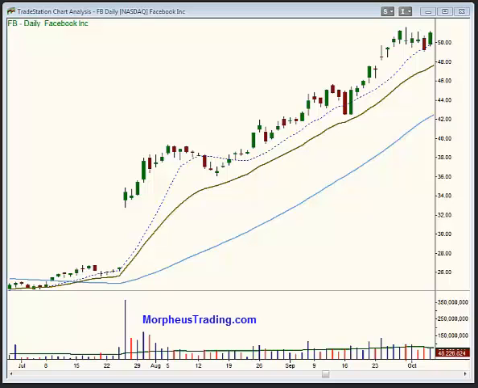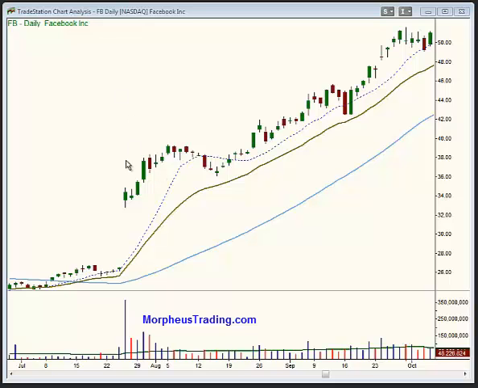In this video, we're going to go over a recent trade made in Facebook, FB, and there are two entries here. One is a pullback entry within the base, and the other entry is more of a pure swing trade type entry, which is after the breakout, after there's been plenty of momentum. So first off, why Facebook?